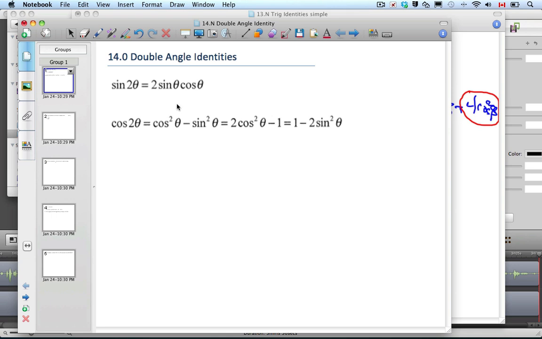Here are the double angle identities. They are in your formula book, thank goodness, so you don't have to memorize them, but you should be familiar with them and recognize when they are needed.